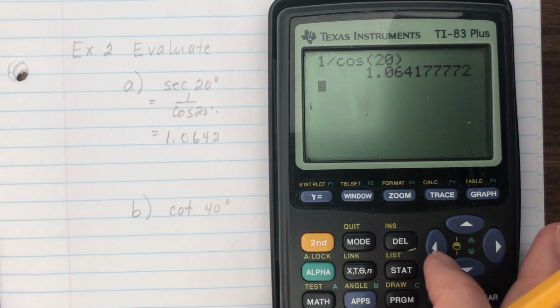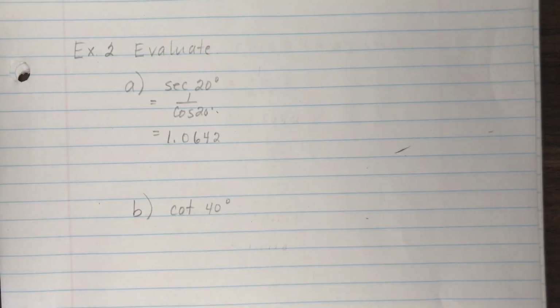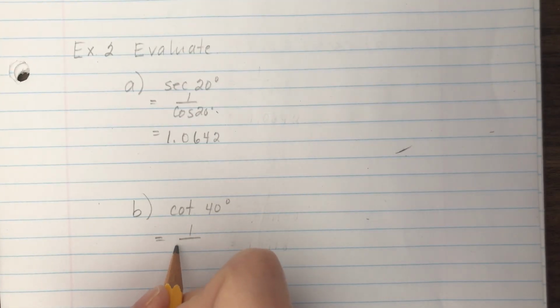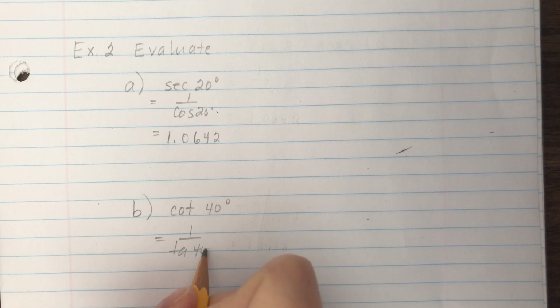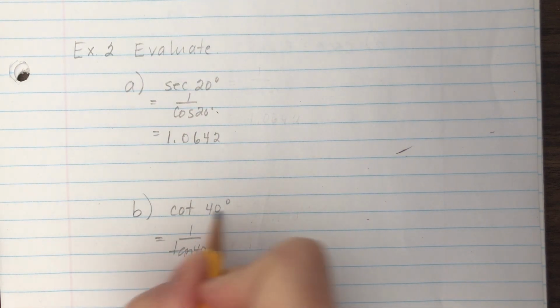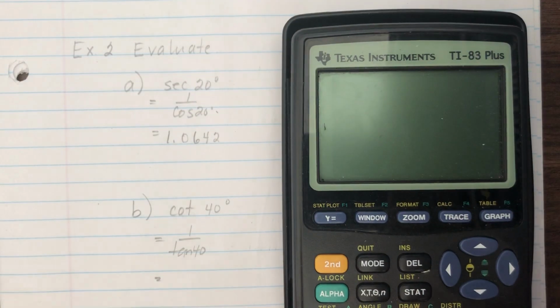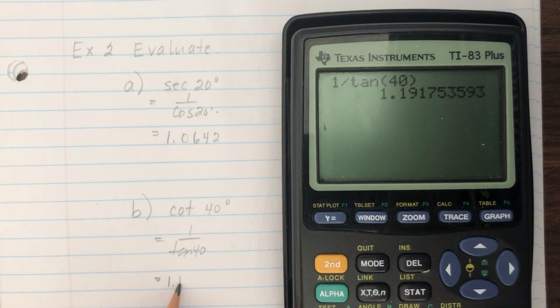Okay. Now for cotangent, the reciprocal is tangent, so it's 1 over tangent of 40. That's going to be equal to cotangent of 40, and then using our calculators again to evaluate, we get an answer of 1.1918 for the ratio.